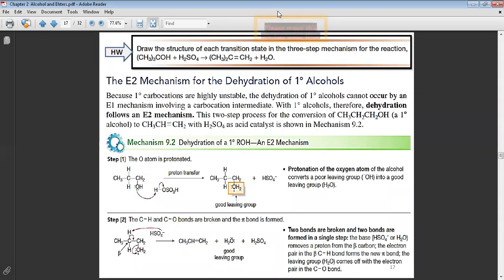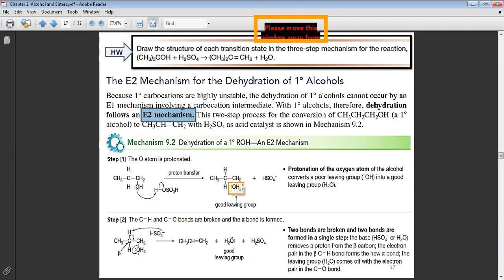Now he said that because the primary carbocation is highly unstable, the dehydration of a primary alcohol cannot occur by the E1 mechanism, which involves a carbocation intermediate. With a primary alcohol, therefore, dehydration follows the E2 mechanism. This is the E2 mechanism, a two-step process for the conversion of alcohol to alkene with a strong acid. The acid is a catalyst. In the first step, the nucleophilic lone pair of the oxygen attacks the proton, giving you OH2+. OH2+ is a good leaving group.